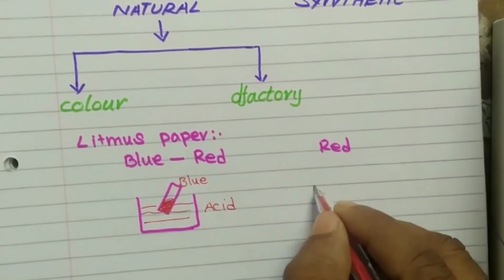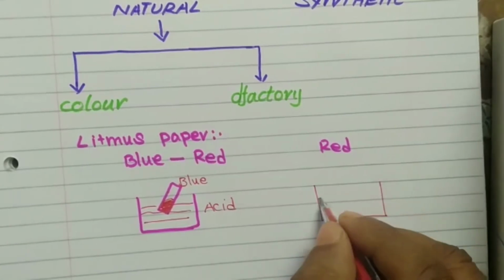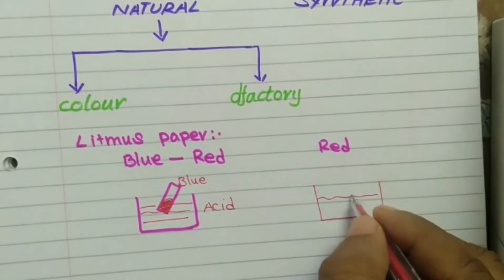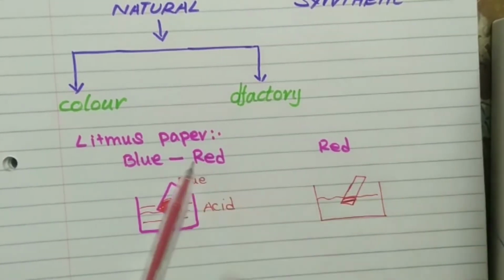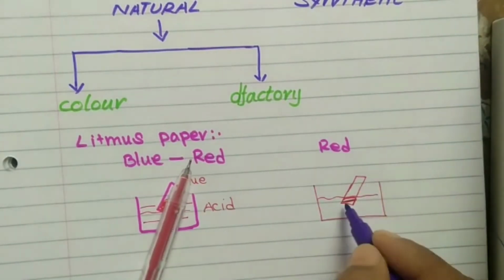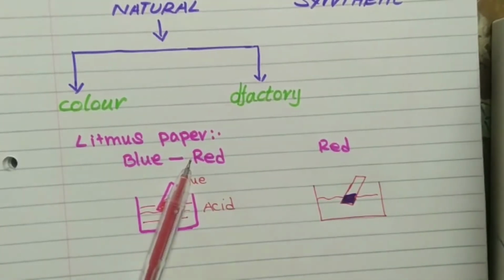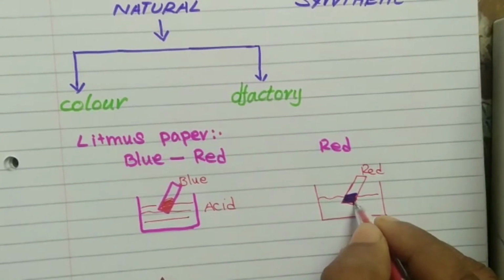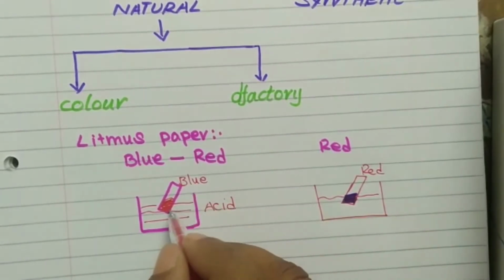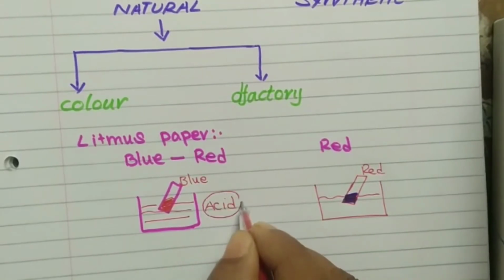For example, take another substance. When they dip red litmus paper in it, if the color changes from red to blue, that is an indication. Actually, red litmus paper changes to blue, and blue litmus paper changes to red, that indicates that the given substance is acid.